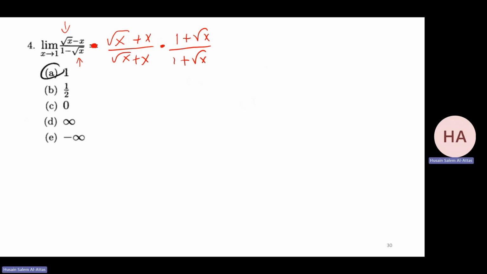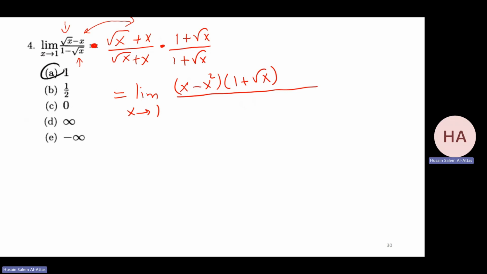Now, when you do the calculations, be careful. You are rationalizing the numerator, so multiplying this by this. Do the product only for this one. So it will be x minus x squared, the remaining, over. Here, I'll multiply this one by this one, using the difference of 2 squares, so it will be 1 minus x for the rest.